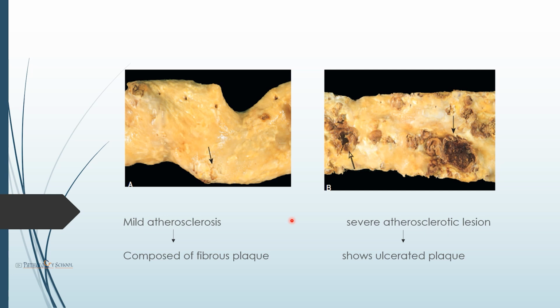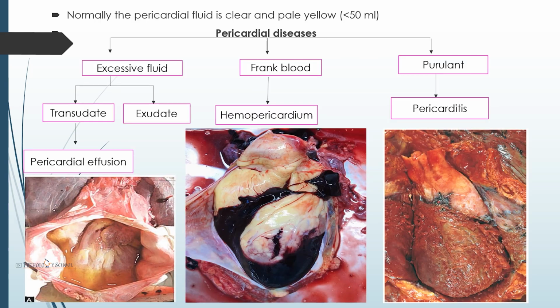Atherosclerosis can be mild or severe. Mild atherosclerosis is composed of fibrous plaque, and severe atherosclerotic lesions show ulcerated plaque. Normally, the pericardial fluid is clear, pale yellow and less than 50 ml. In pericardial diseases, if there is excessive fluid, it can be transudative or exudative. Transudative fluid is seen in pericardial effusion. Frank blood, if present, is seen in hemopericardium, and purulent fluid is seen in pericarditis.